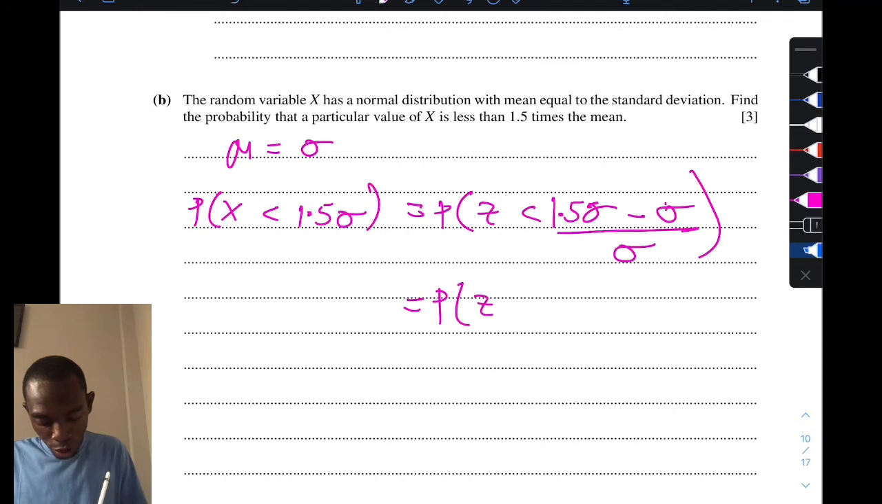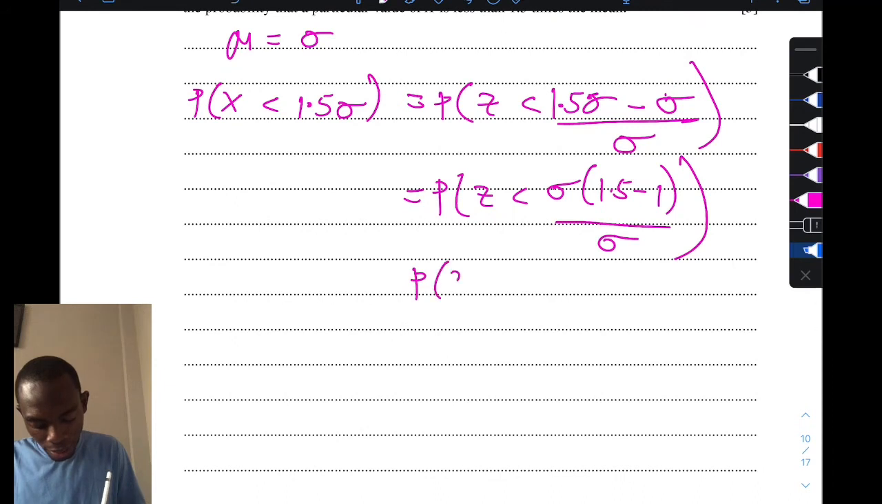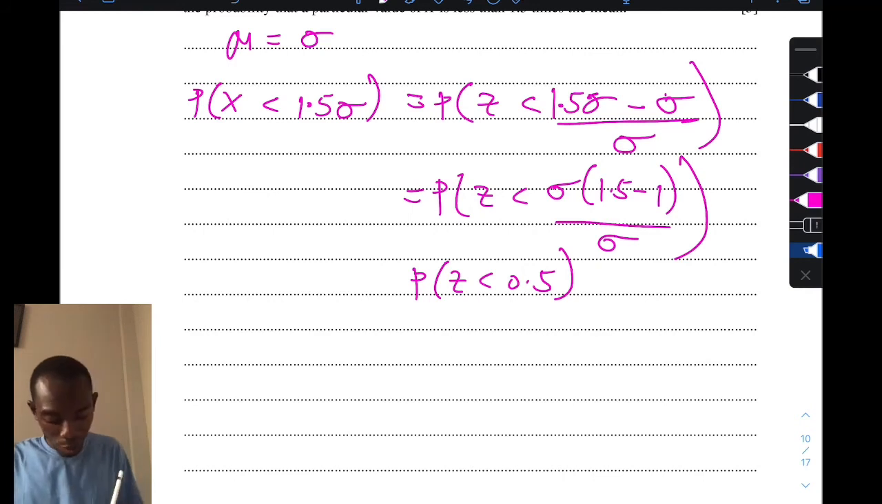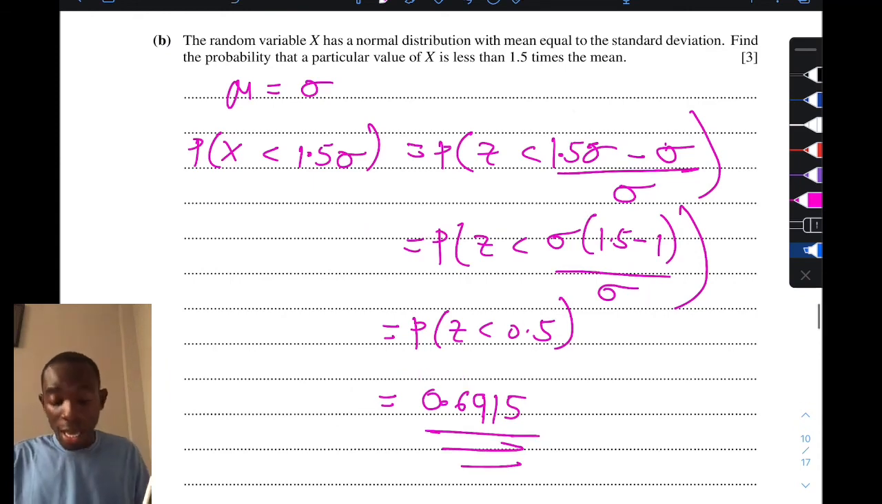Okay, so you can decide to factor out sigma. So 1.5 minus 1 over sigma. Sigma will cancel out sigma. So that means you have z is less than 0.5. Okay, and then 0.5 from the table is just what? 0.5 is 69.15. So our answer is 0.6915, and then we are done, because they said that we should find a probability, and that is what we have found.